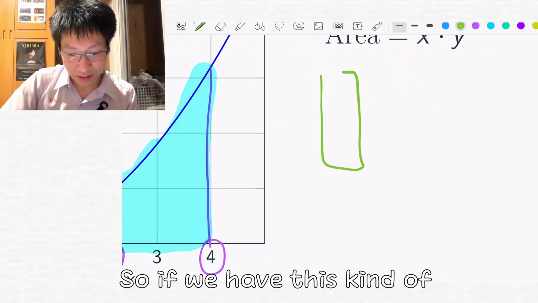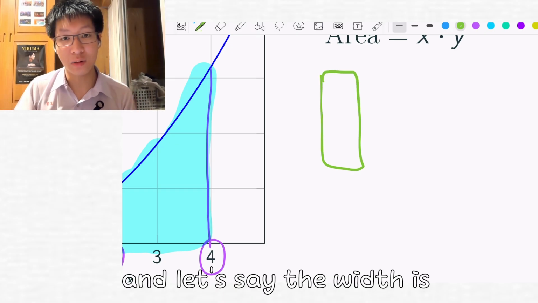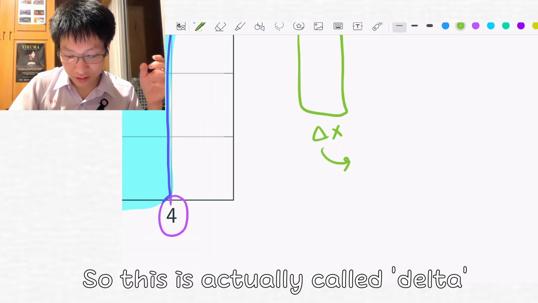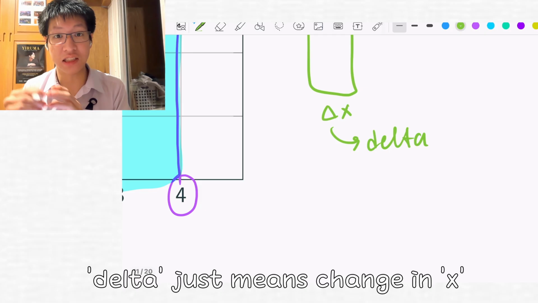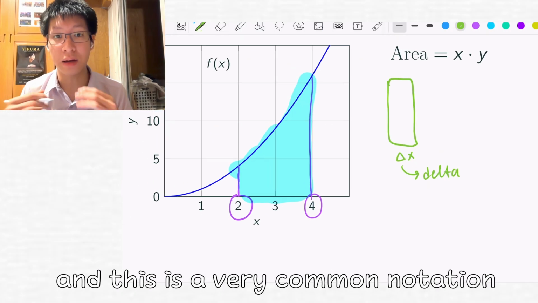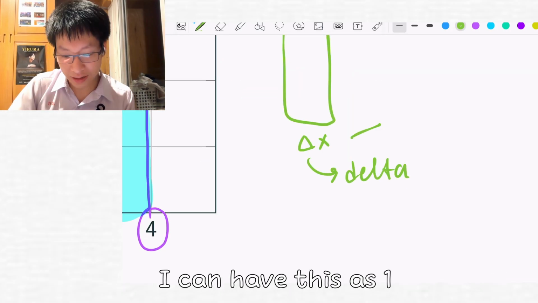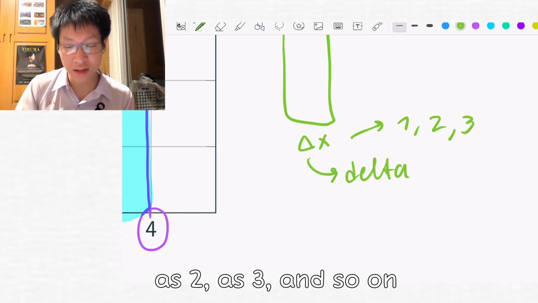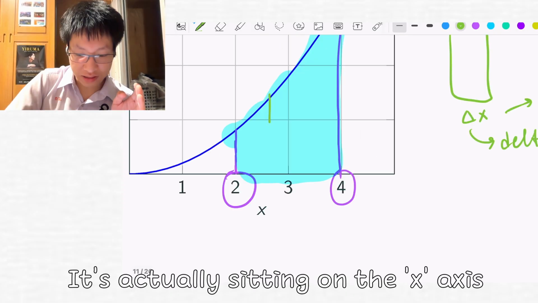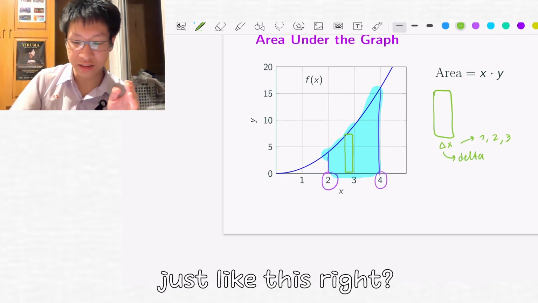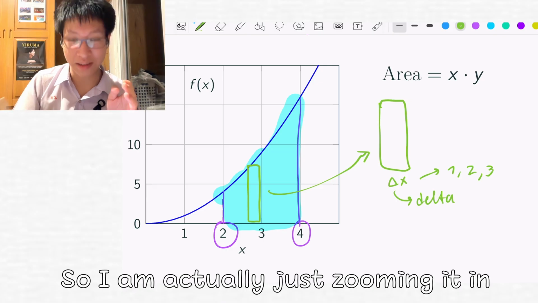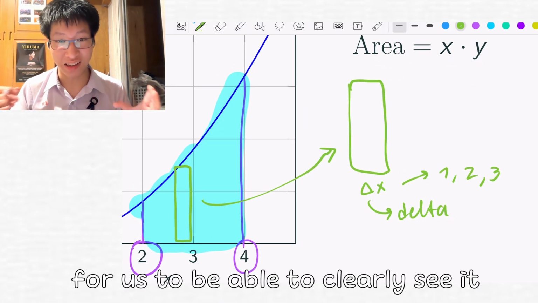So if we have this kind of rectangle column, let's say the width is delta x. This delta just means change in x, and it's a really common notation when we're talking about this. I can have this as 1, as 2, as 3, and so on, as I wish. It's sitting on the x-axis just like this, right? I'm just zooming in for us to be able to clearly see it.